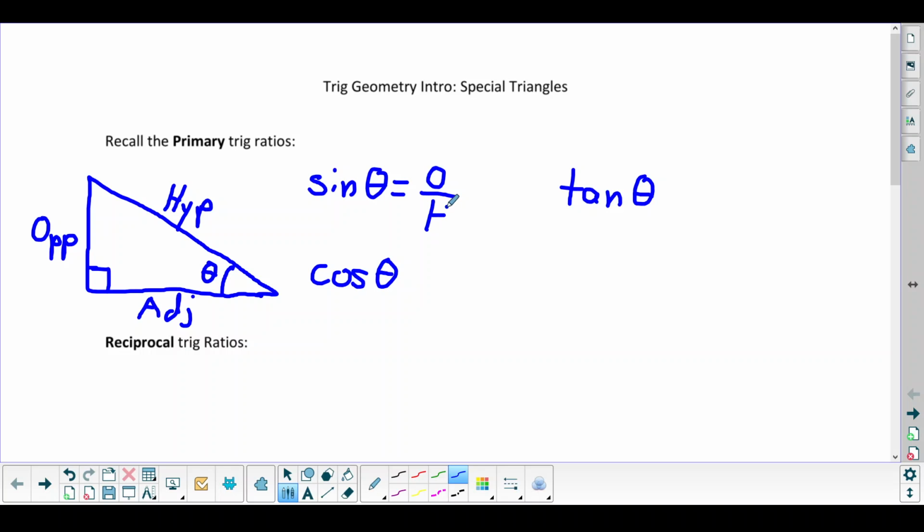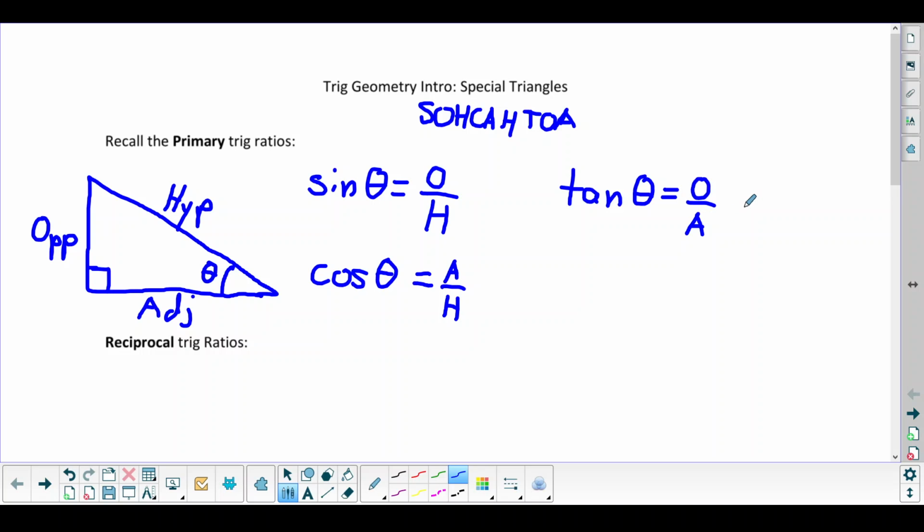And you may remember these ratios. There's an acronym that maybe you learned last year called SOHCAHTOA. SOHCAHTOA helps us remember which ratio of side lengths is equivalent to which one. So sine is opposite over hypotenuse. Cosine is adjacent over hypotenuse. And tan is opposite over adjacent. Okay, now I hope you're fairly familiar with these and working with these.